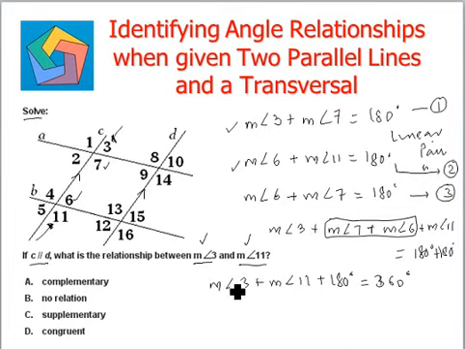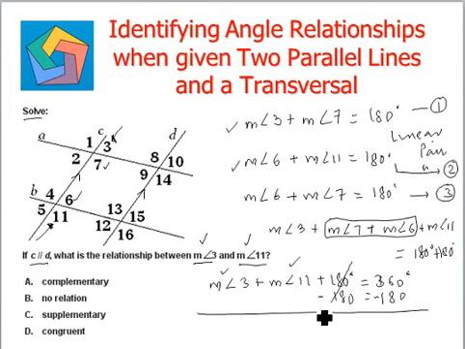To find out the relationship between 3 and 11, we subtract 180 from both sides. This becomes 0. Measure of angle 3 plus measure of angle 11 is 360 minus 180, which is 180 degrees. Here we see that because the total of the two angles, that is measure of angle 3 and measure of angle 11, is 180 degrees, that means they are supplementary. This can be seen in option C. Moving on to the next question.